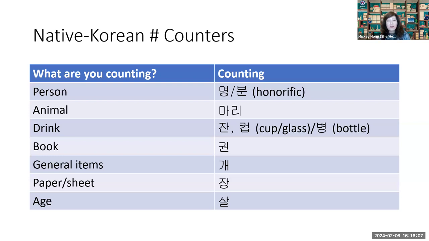General items, if it does not belong to any of these specific categories, becomes 개. I know it's written and pronounced the same as the word for dog, right? But it also is a counter for just anything. Most of the things that are not specified for a counter. Sheets, flat things, even LPs and CDs, you count with 장.